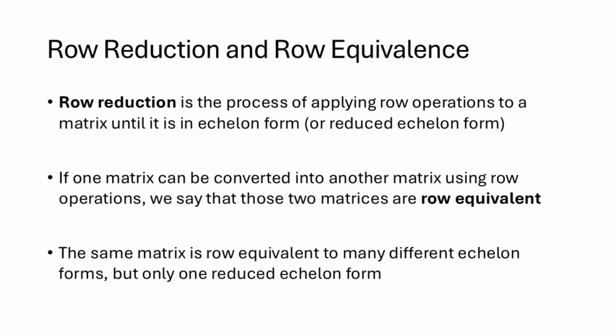Row reduction is the process of applying these row operations to a matrix until it is in echelon form or reduced echelon form. If one matrix can be converted into another using row operations, we say that these two matrices are row equivalent. They're not equal, but they're equivalent via these row operations. The same matrix can be row equivalent to many different echelon forms, but only to one reduced echelon form.